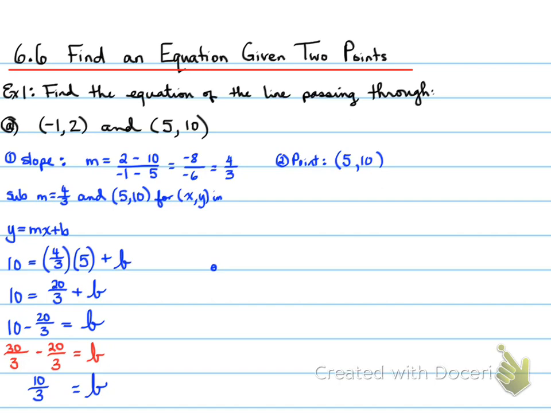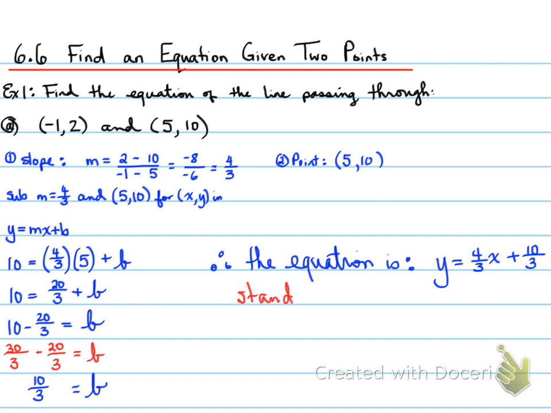To find the equation, we will have our final statement. Therefore, the equation is y equals 4 over 3 x plus 10 over 3. And that will be the equation. Now, don't forget, you might be asked to find the equation in standard form, and that would mean you would have to expand this using standard form. Let's try that, just so that you know how to do this. So if we were to convert it to standard form, what would be the next step?